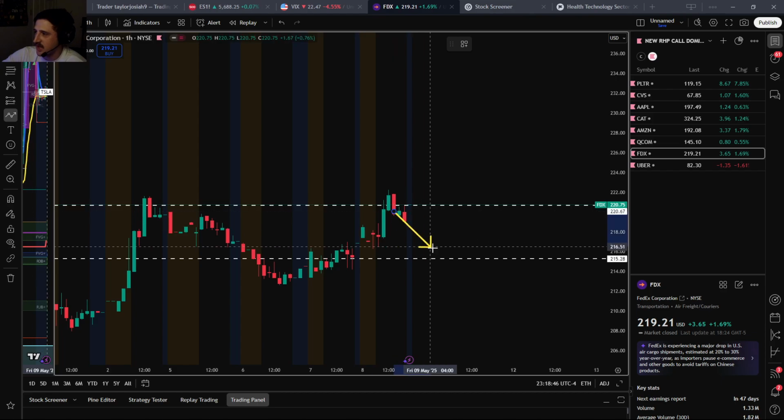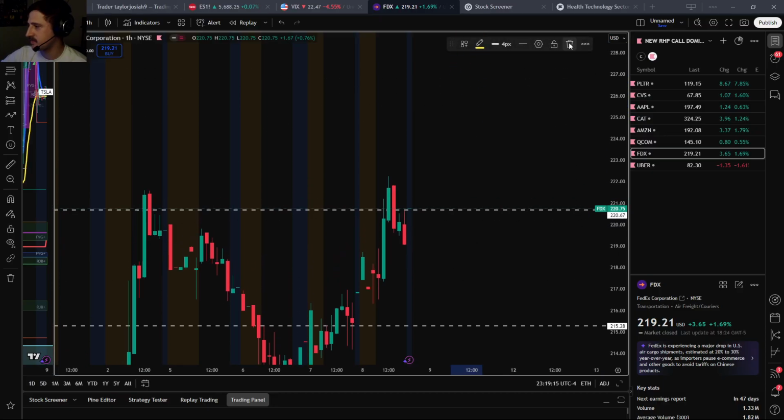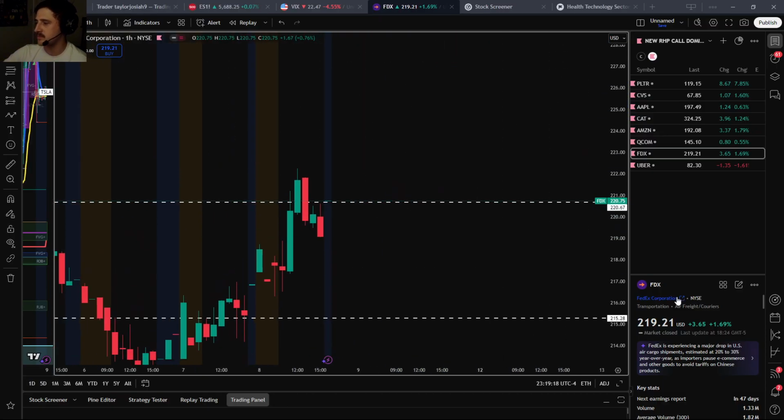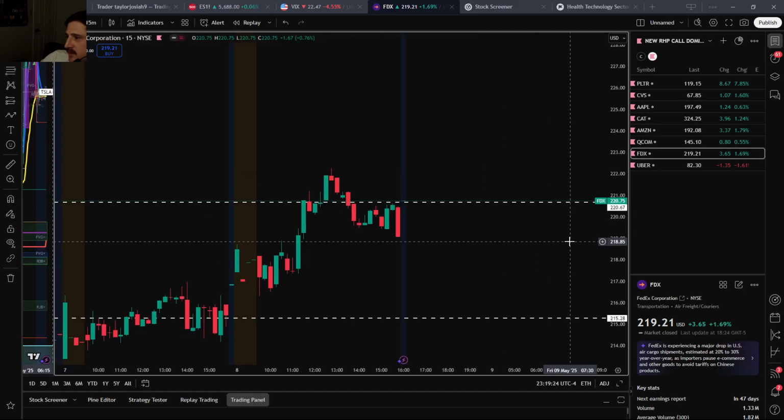If volume does not get us above this, I would not go long unless we reclaim this, at least on the 15-minute, and stay above this. But I'll keep my stop loss tight. I'll do 220.63. And if we continue to see some downside, I would target these lows. It looks like we're going to go lower. I could see us going all the way back down to 215.